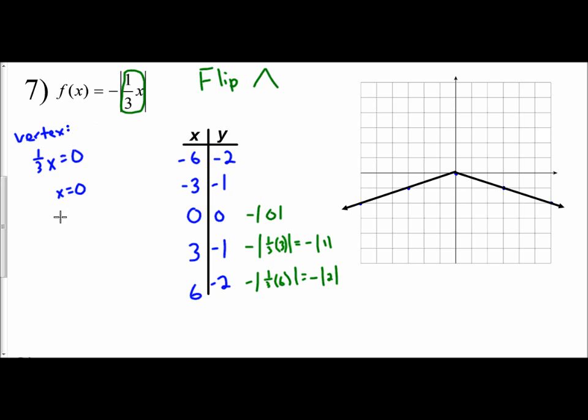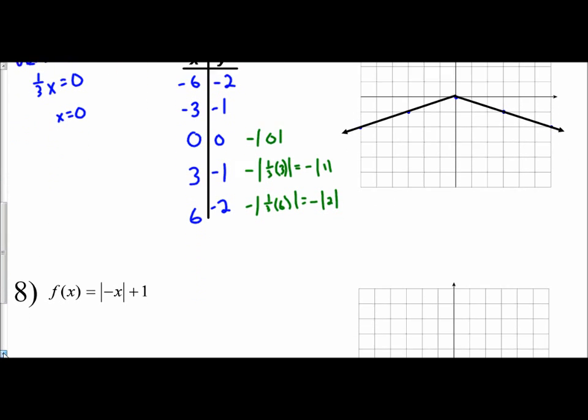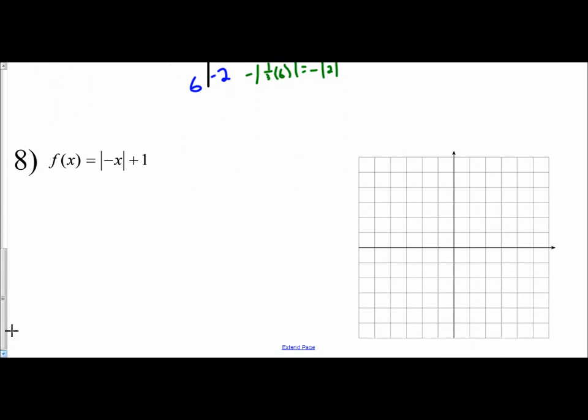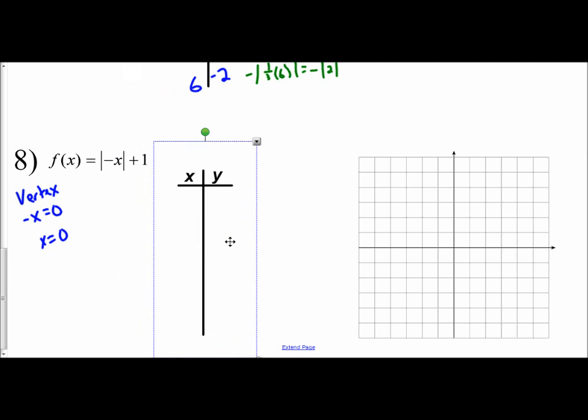So let's try it one last time. Example number 8, f of x equals the absolute value of -x plus 1. So we're going to first do our starting point. We're going to do our vertex, the x value of the vertex. And so I take whatever's inside the absolute value, which is just -x, set it equal to 0. X is 0. And then I'm going to make my table of values.